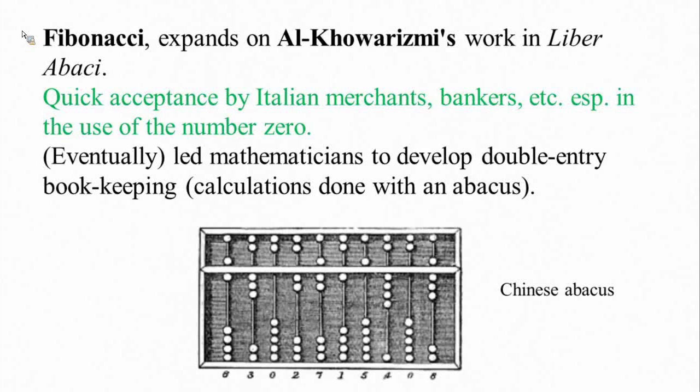Oh, so, right. So this, I didn't actually read what I was going to do here. But basically, Fibonacci expands on Al-Khwarizmi's work in Liber Abaci, his book. There's quick acceptance by merchants in Italy, bankers, especially in the use of the number 0, because all of a sudden things made sense. I'm adding 10 and 10, I'm going to get 20 because of 0 plus 0 being 0. Ta-da! Brahmagupta, right?